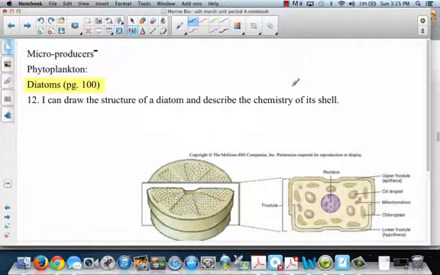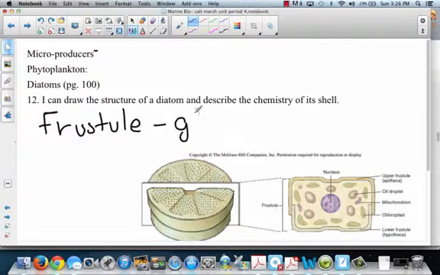We are going to talk about diatoms in almost every ecosystem. They're incredibly important for our oxygen production. But this objective goes over the structure of their shell and the chemistry of the shell. Their shell is called a frustule, so let's write that word down. And it's made out of silica, which is basically glass.